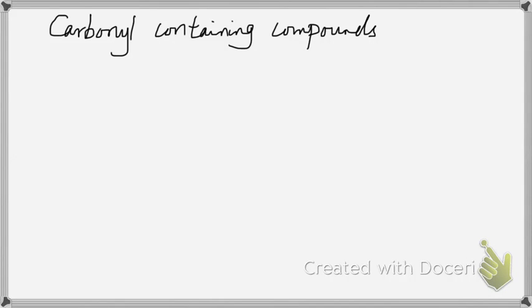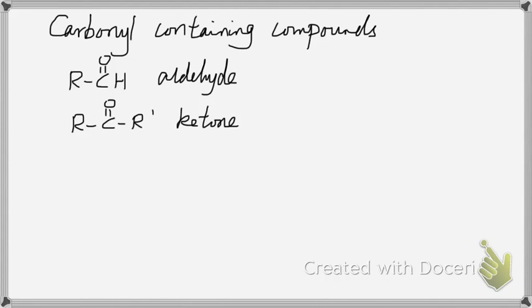So starting from chapter 16, we will talk about carbonyl containing compounds. The compounds with a C=O double bond, which is called the carbonyl functional group. This includes aldehydes and ketones. For aldehydes, there will be one hydrogen attached to the carbonyl. For ketones, there are two carbons attached to the carbonyl.